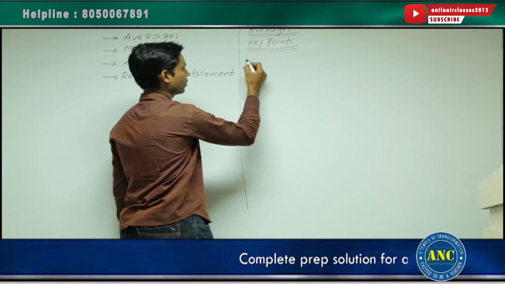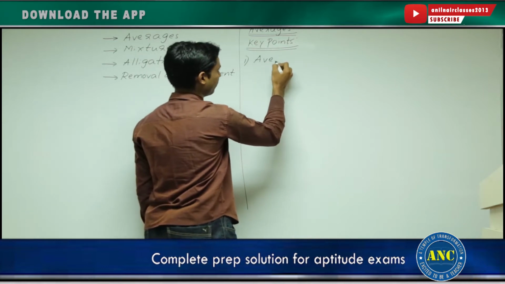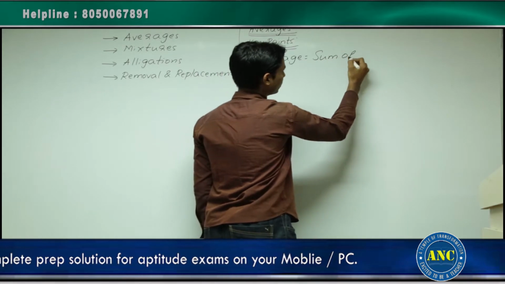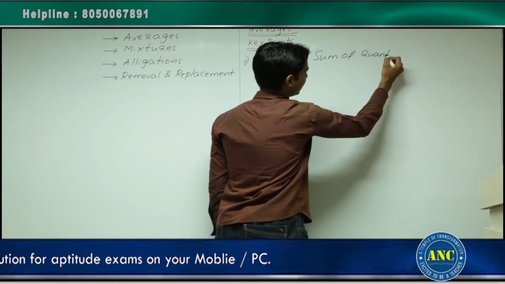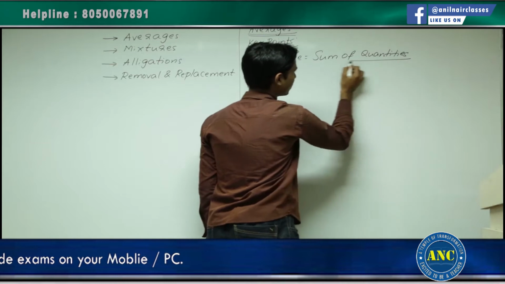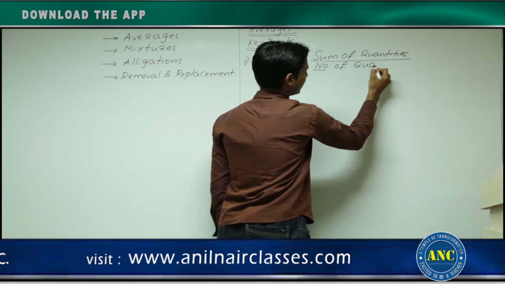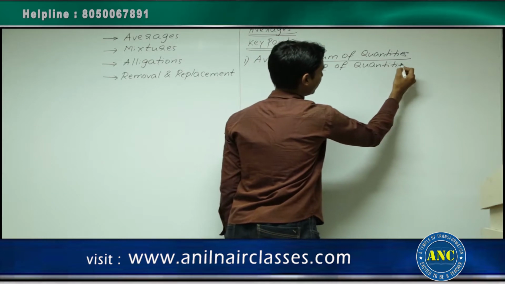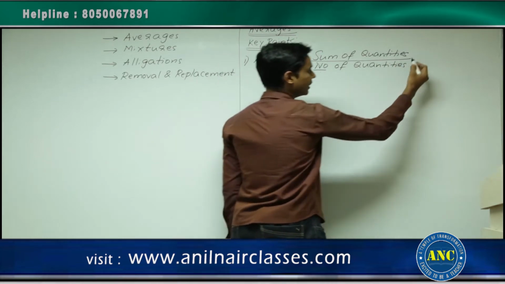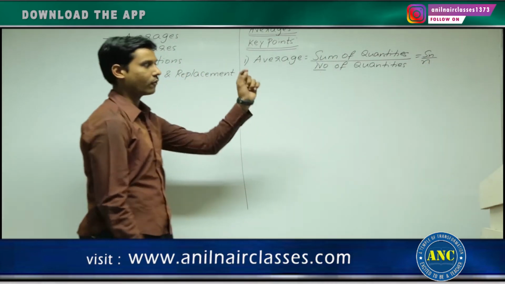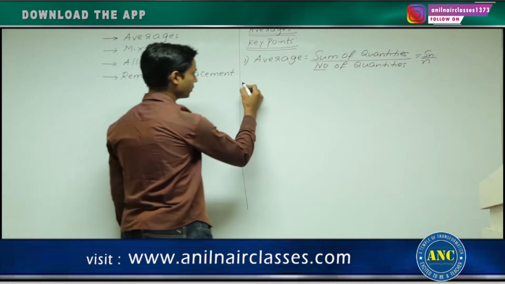Please see here. First of all, everyone knows the definition of average. Average is nothing but sum of the quantities divided by number of quantities. If there are many quantities, add all the quantities and divide by how many quantities there are. It is also represented by Sn by n. If there are n terms, sum of all the n terms divided by total number of terms.